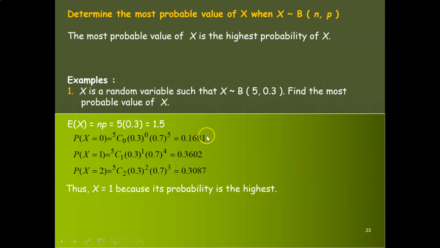Thus, you can see which one is the highest. Is it this one, or this one? It's actually this one, right? When x equal to 1. Therefore, x equal to 1 is the most probable value of x because its probability is the highest. Among these three, this is the highest. So we can say that x equal to 1 is the most probable value of x.